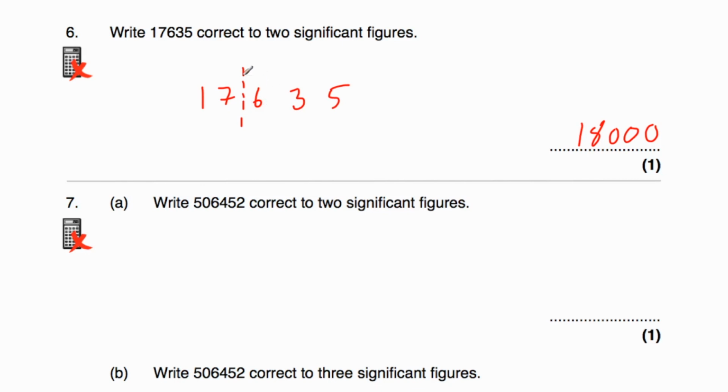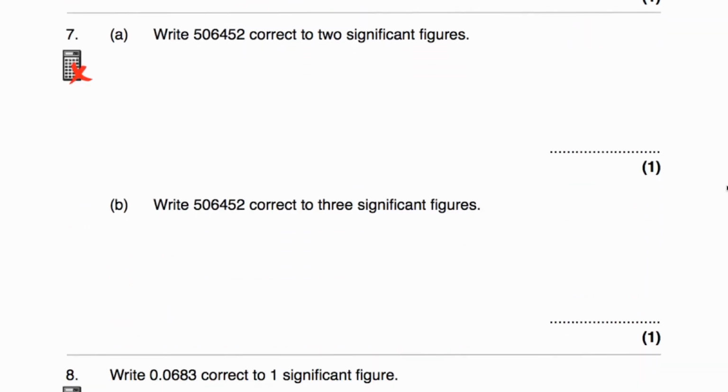Because it's a 6, we round up, so our answer would be 18,000. And then we've got two digits followed by zeros. Okay, let's look at question 7a. So question 7a says round 506,452 correct to two significant figures.